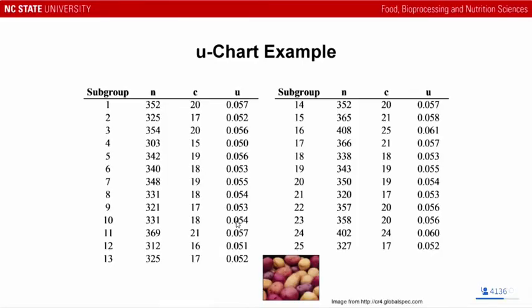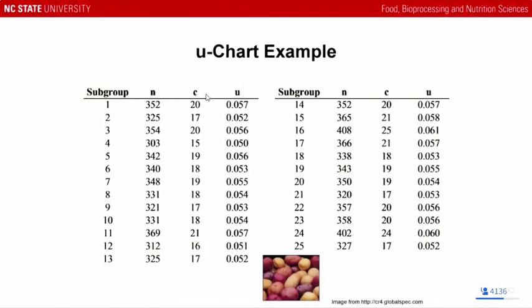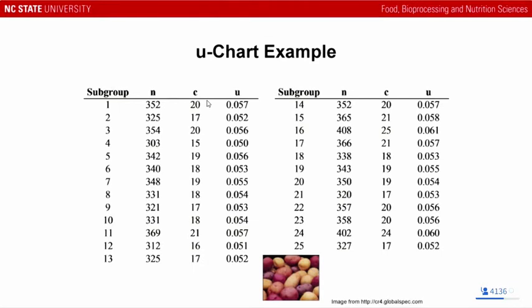So let's do an example together. We're talking about the count of nonconformities. That's this column. There are 20 nonconformities in a sample size of 352. So you divide 20 by 352, it's going to be 0.057. See how we get u? It's a simple c divided by n.